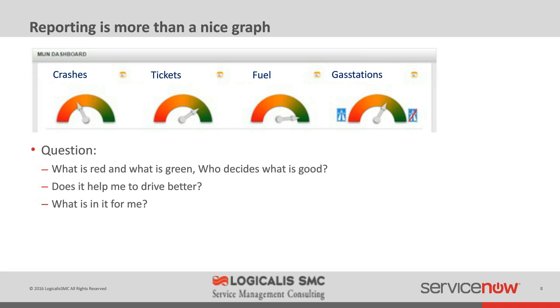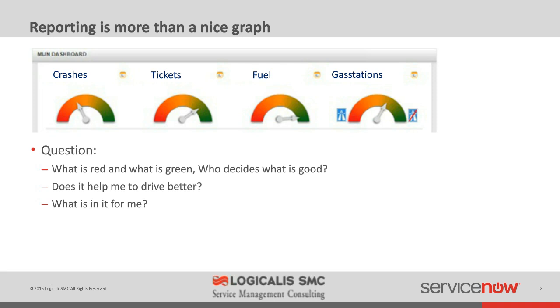I'm driving a lease car, and the lease company would like to help me drive my car better, probably, by giving me, when I log into the lease company site, a nice overview of some information about my car. And this is what I would like to show to you, because reporting is just more than a nice graph. You can have a nice graph, but does it actually help me? Does it tell me the information that is required?